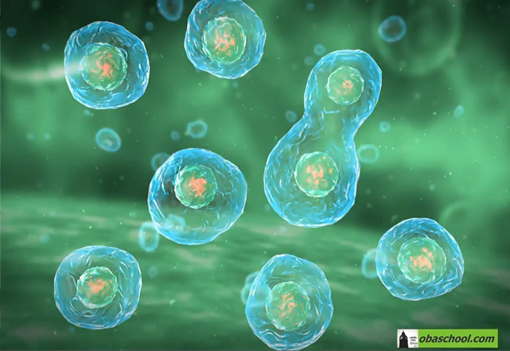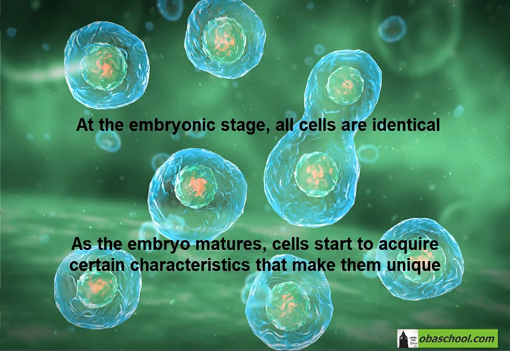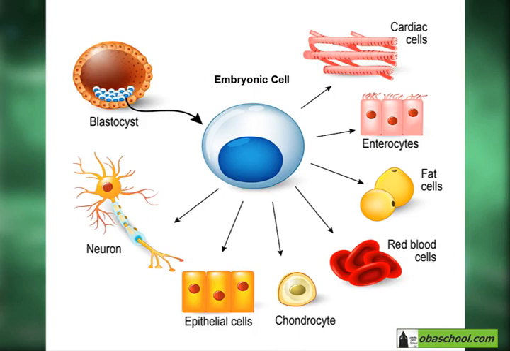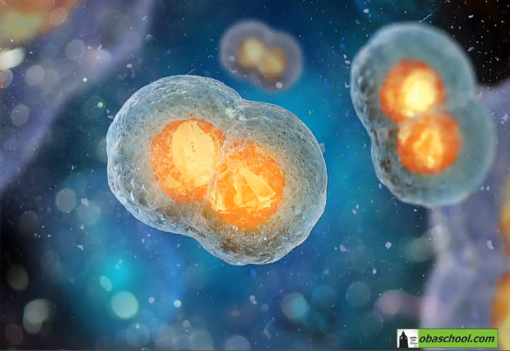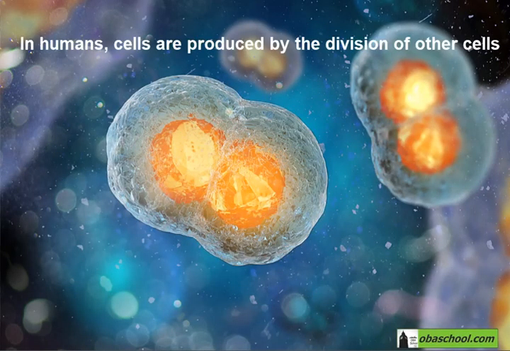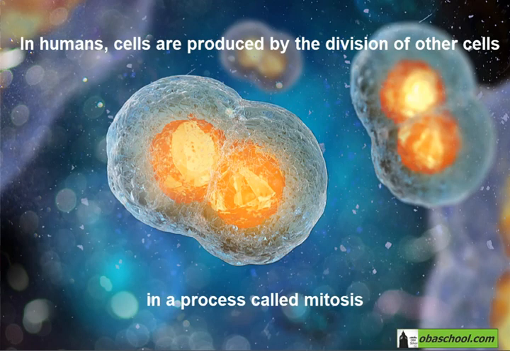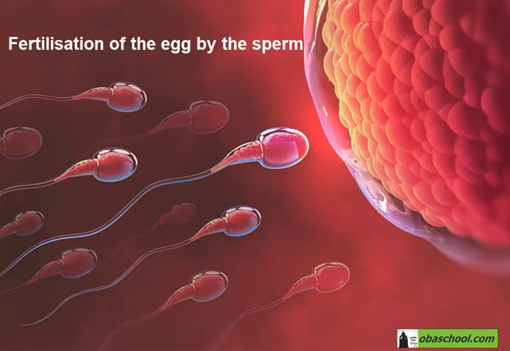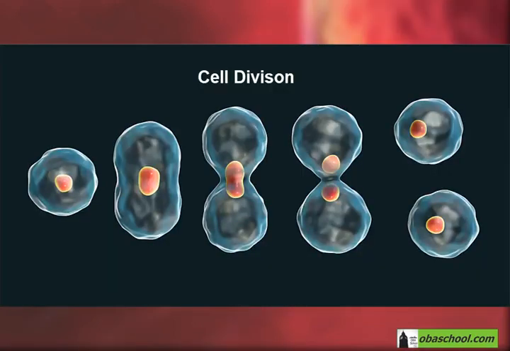In the embryo, all cells are identical. As the embryo matures, every cell starts to take on different characteristics in order to make it more efficient at a certain function. This is the function it will perform when it is mature. In humans, all cells are produced by mitotic division, in a process called mitosis, from the fertilized egg. The egg is first fertilized, and then we have divisions upon divisions upon divisions to produce all of the cells found in this human being.